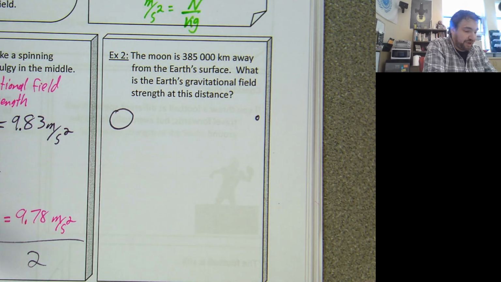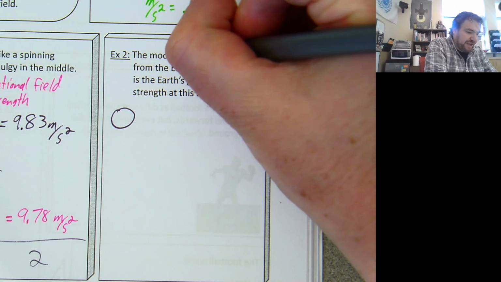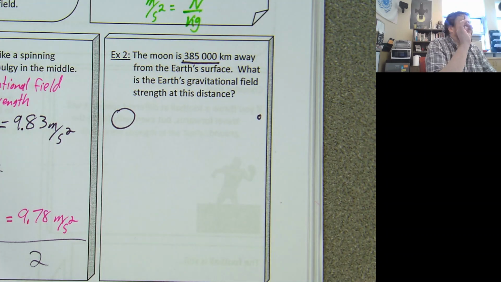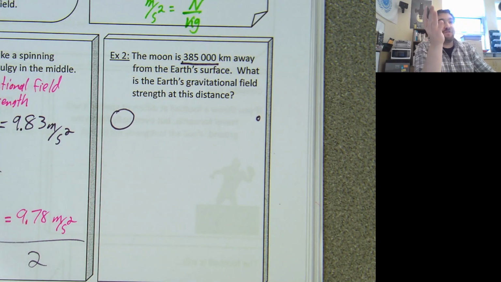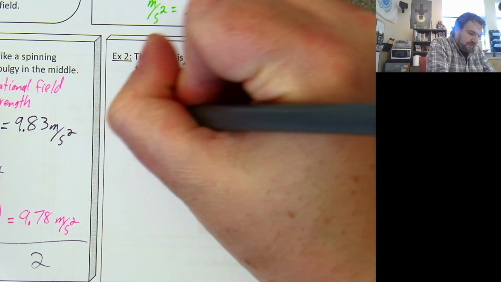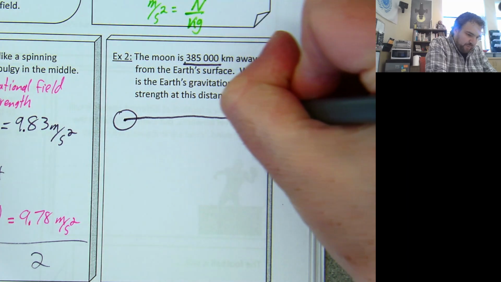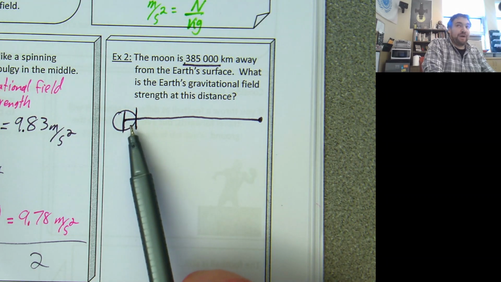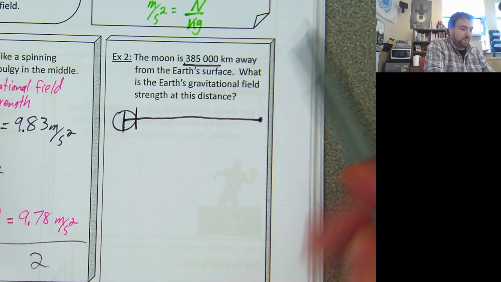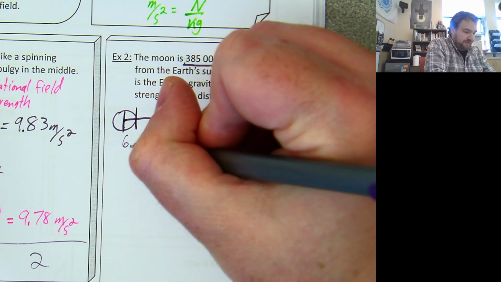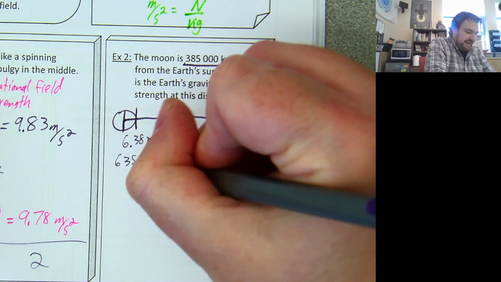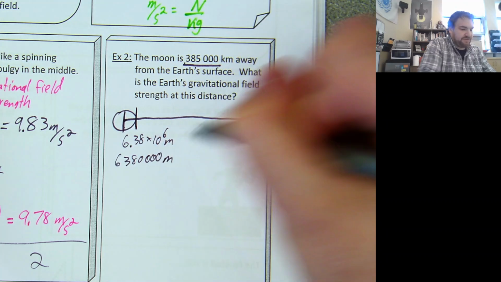The way the question is worded, it says the moon is 385,000 kilometers away from the Earth's surface, and we want to find gravity out here. Gravity is always measured from the center of one to the center of the other. So we don't want surface to moon, we want this whole distance here. This little piece is the radius of the Earth. We know that value. That value is what? Well, 6.38 times 10 to the 6 meters, or 6,380,000 meters.